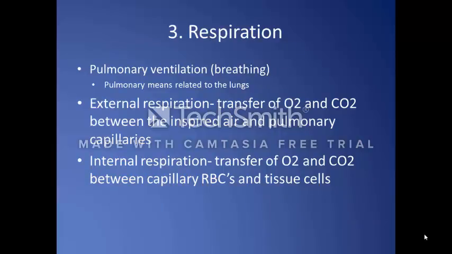Pulmonary ventilation refers to breathing, and pulmonary means related to the lungs. External respiration, as we learned in our previous session, refers to the transfer of oxygen and carbon dioxide between the inspired air that is breathed in, and the pulmonary capillaries. Internal respiration refers to the transfer of oxygen and carbon dioxide between the capillary red blood cells and the tissue cells.